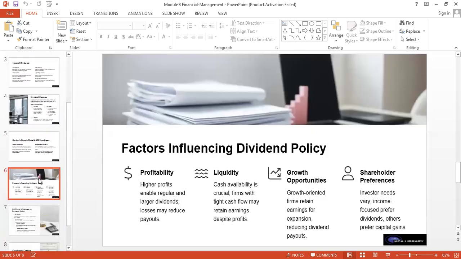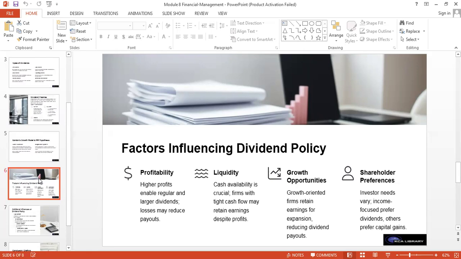What are the factors influencing dividend policy? The first is profitability. Higher profit enables regular and larger dividends. Losses may reduce the payout. So the more profit you make, the more the dividends will be. However, if there are losses, then it reduces payout also.